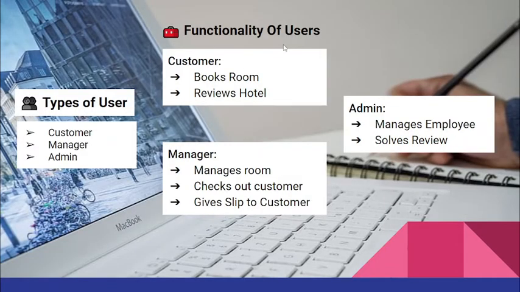What are the functionalities of the users? In our application, there are three types of user. They are customer, manager, and admin. The customers can book a room from their own device. They can also review the hotel from the software. The managers are able to manage rooms. The managers will check out the customer, and the manager will also give a slip to the customer when they give the payment.